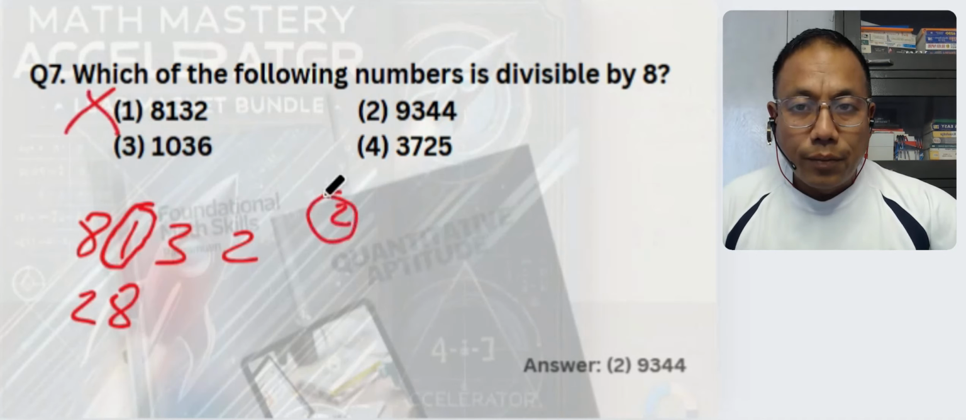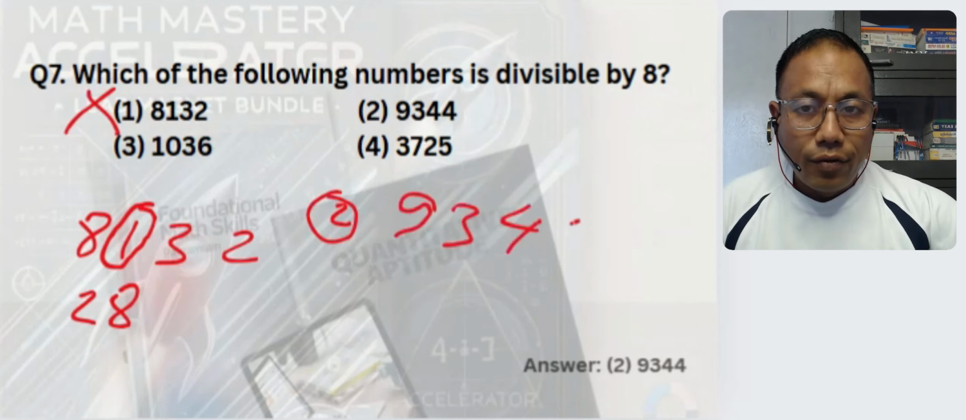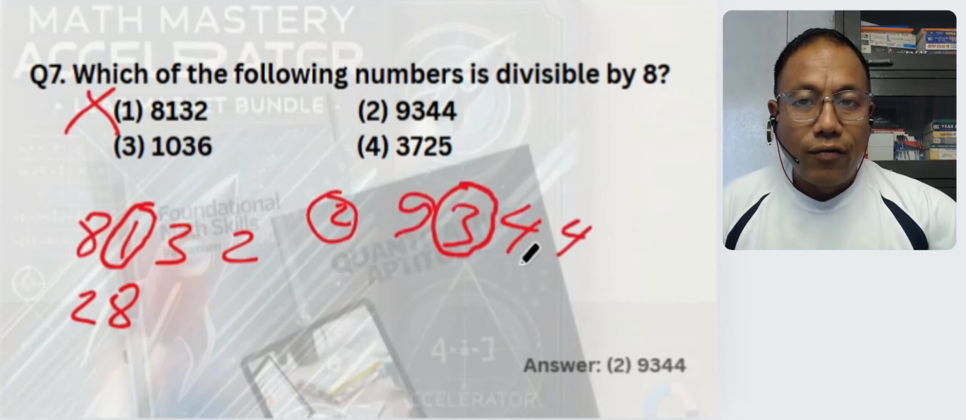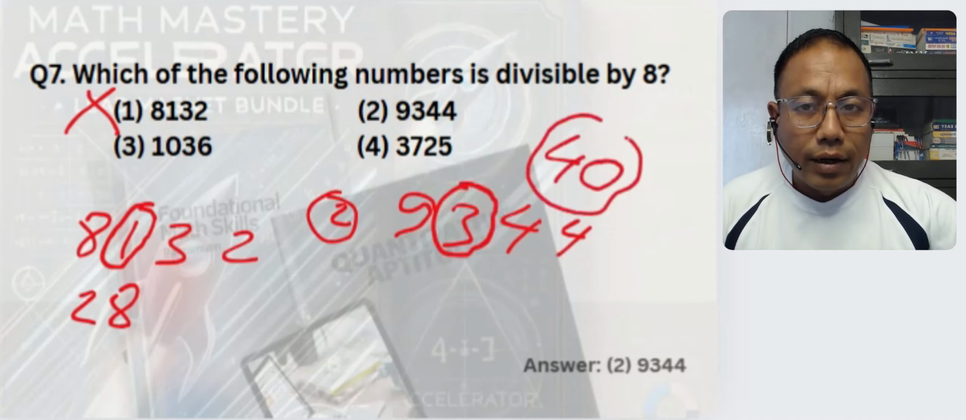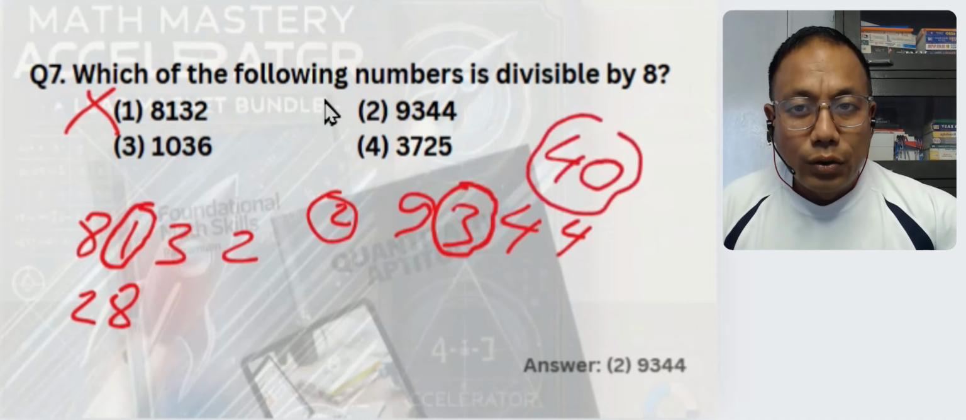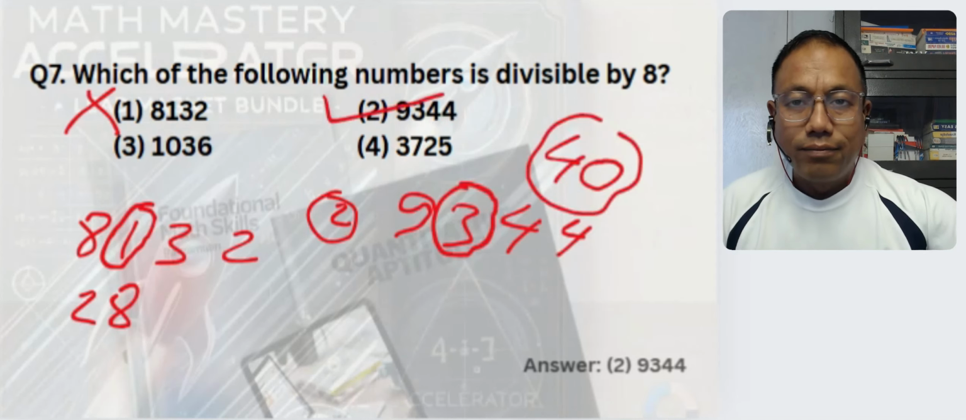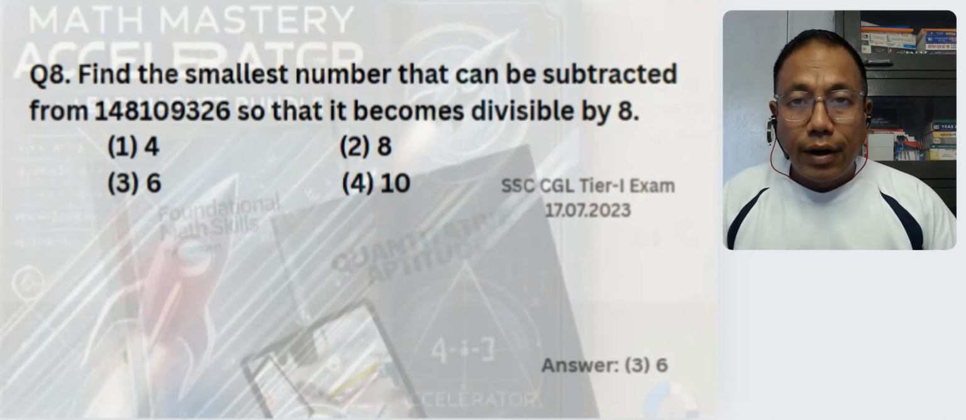Option 2, 9, 3, 4, 4. Hundreds place is odd. Now, 44 minus 4 is 40, which is divisible by 8. Therefore, option 2 is the right answer. Let's solve question number 8.